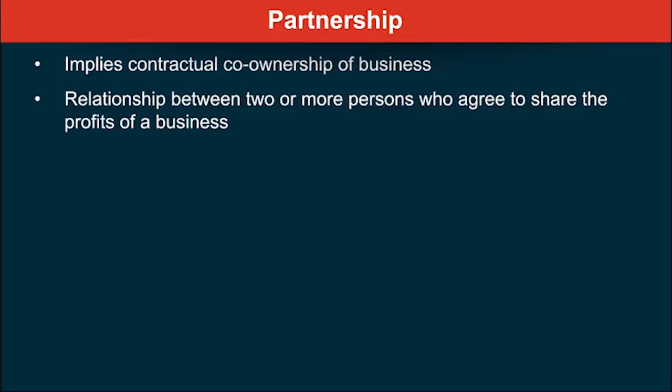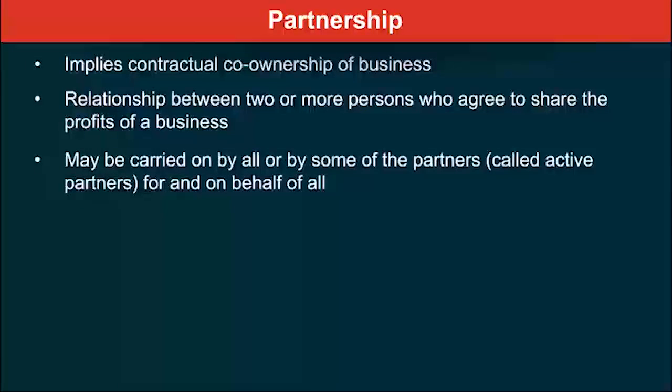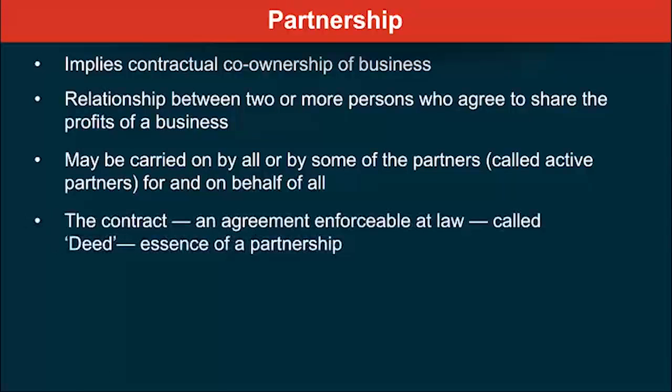So there are 2 or more persons who enter into an agreement to do business and share the profits or maybe even losses of the business. So that business may be carried on by any one partner, by all of them, or by one of them, or for all. Either way it can be. And the contract is an agreement enforceable at law. It is also called a deed.